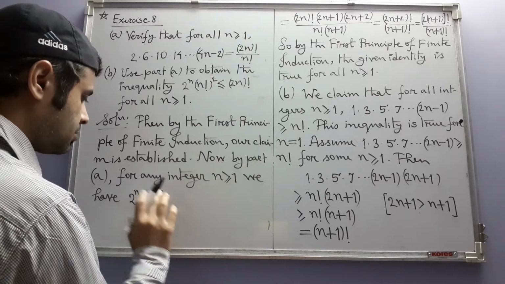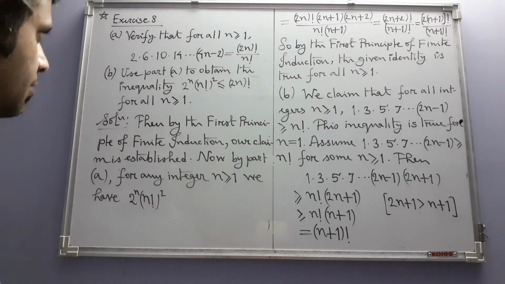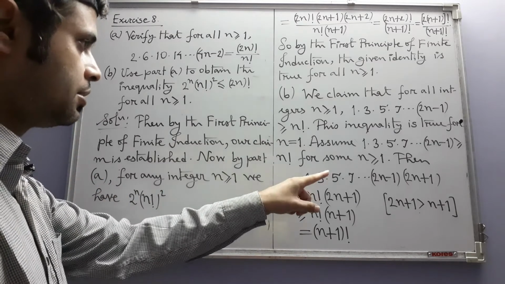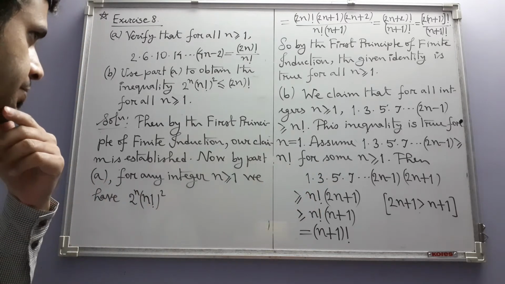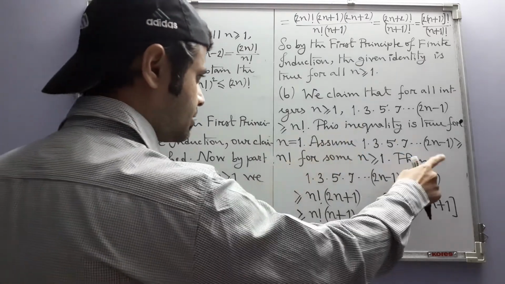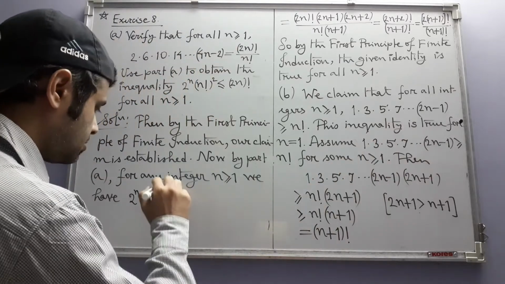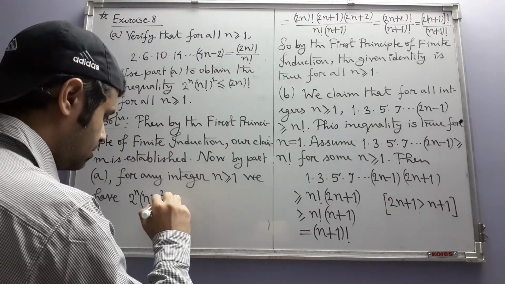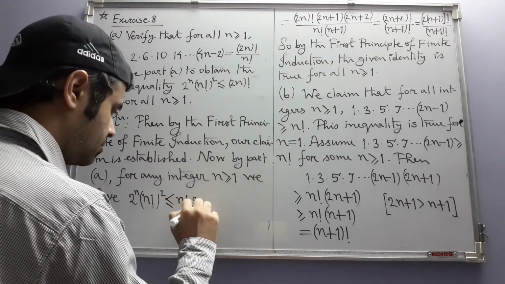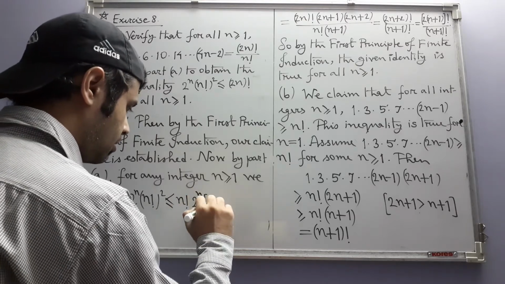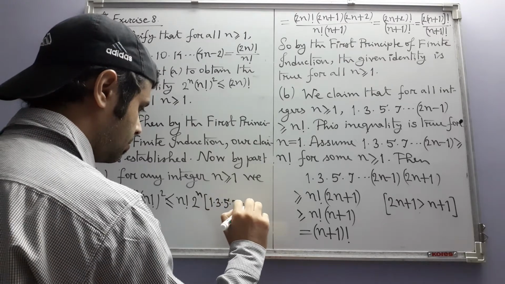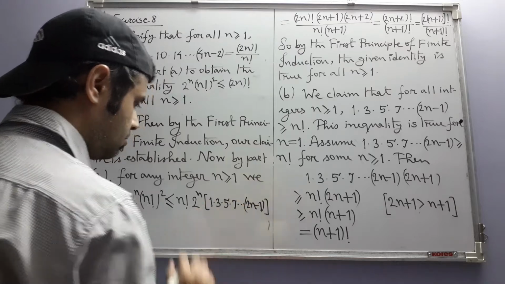This can be written as... exactly what should I write? Should I directly use this claim here itself? Let's use that claim itself. You see, n factorial is less than or equal to this. So that means this can be written as less than or equal to n factorial times 2 to the power n times 1, 3, 5, 7, etc. up to 2n minus 1.